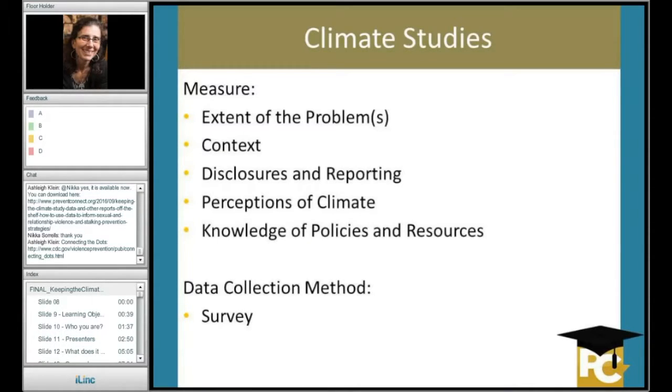Again, with a show of hands, how many campuses have already done climate studies or are in the process of doing a climate study? And you see those hands, great. A lot of hands up. That's really wonderful.